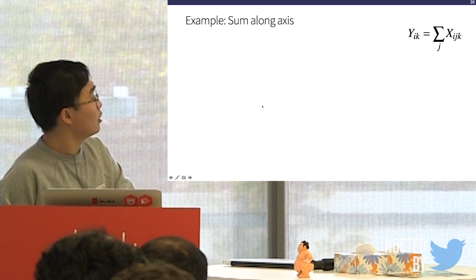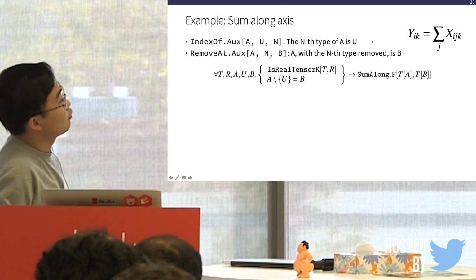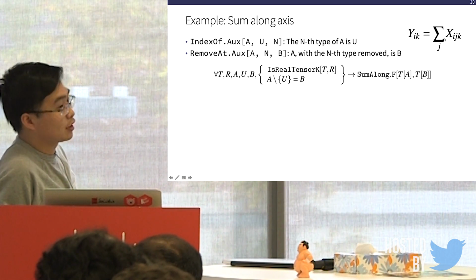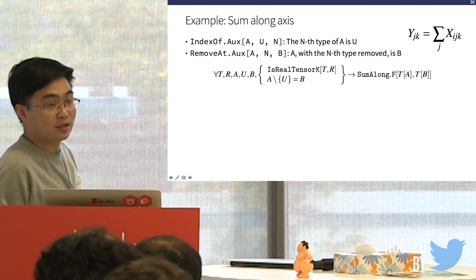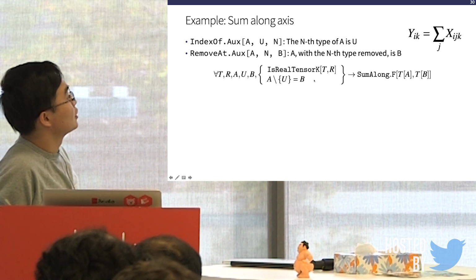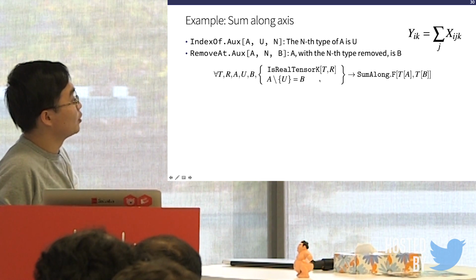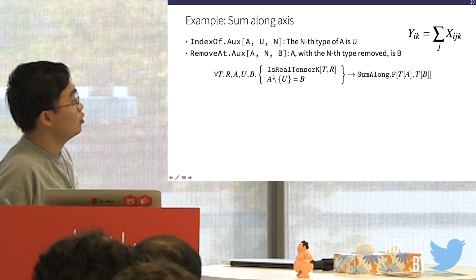Or let's look at a sum along axis. We want to, for example, say this is a 3D tensor of ijk. If we want to sum over j, we get ik. So one dimension is just gone. So we want to encode this type level constraint. If we remove u from a, we get b. So if we sum along ta, along the axis of u, we get tb.